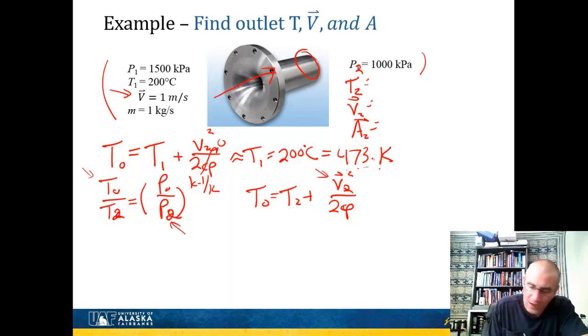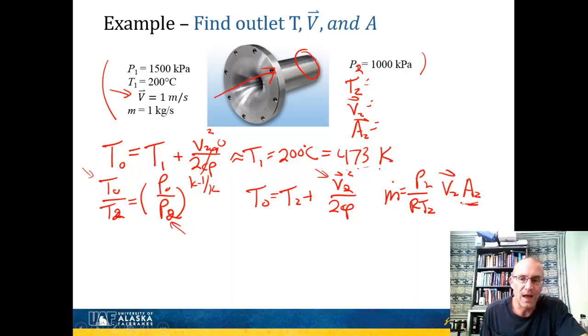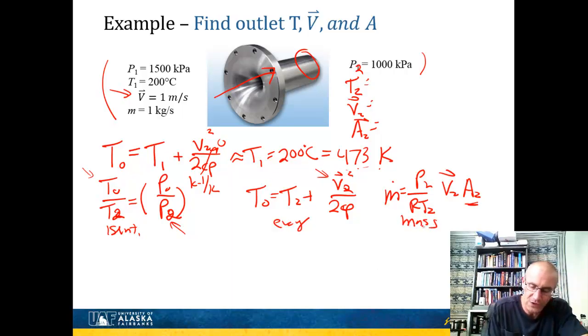And then if I want to find the cross-sectional area, I can do that from a mass balance, where mass flow is going to end up being P over R T. And if I do this at the outlet, P2 over T2, times velocity V2 times area A2. And now I can go ahead and solve for the outlet area. So if I look at these equations, again, I have an isentropic relation there, I have an energy balance there, and I've got a mass balance there. Those are the three relations that we're using each time.